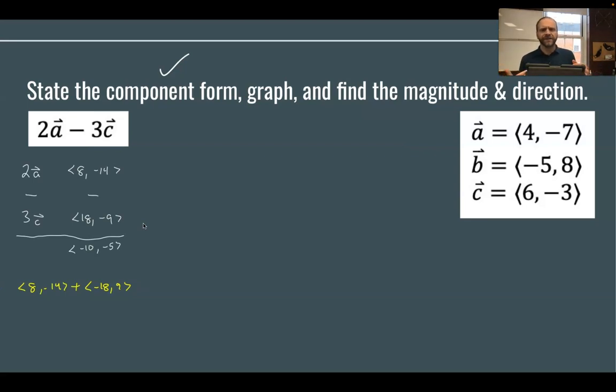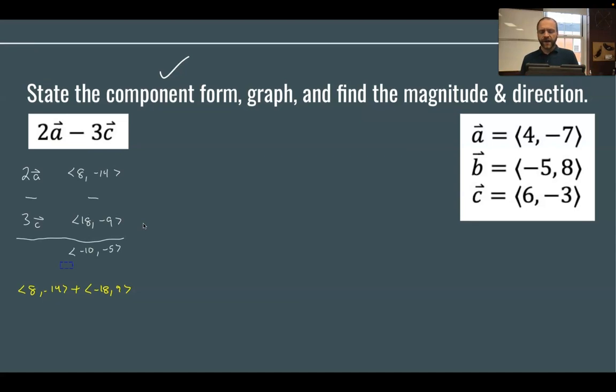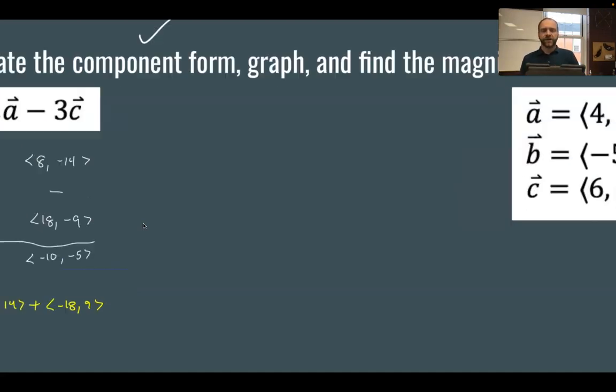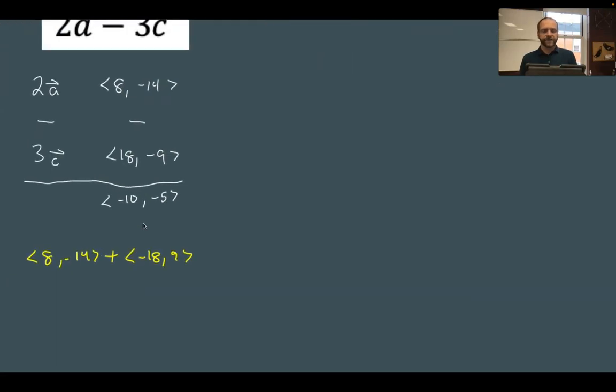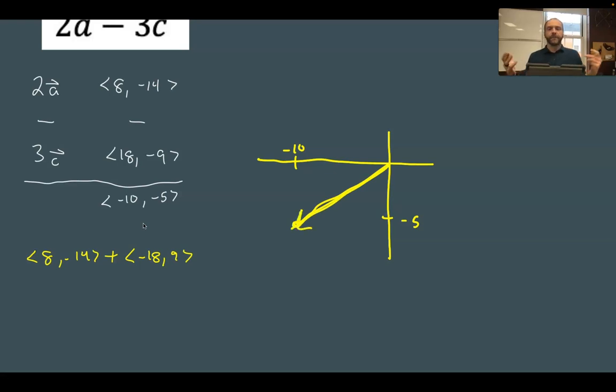The next thing we're being asked to do is to graph. So I'm going to graph negative 10, negative 5. Let's draw our x, y axes. That would be the third quadrant, so I'm going to focus there. I don't have it labeled, so let's label it. This would be negative 10, that makes sense. This would be negative 5, that makes sense. And I'm going to plot a point. Third quadrant, there is my vector. Perfect. There, it's graphed. So that takes care of the second one.